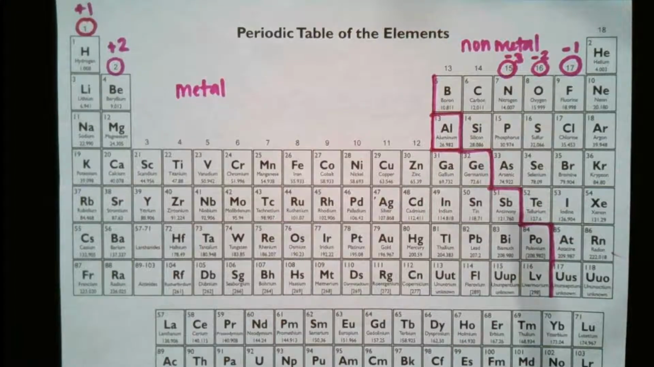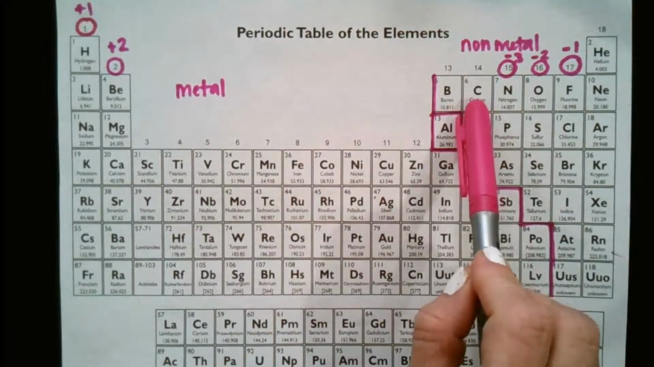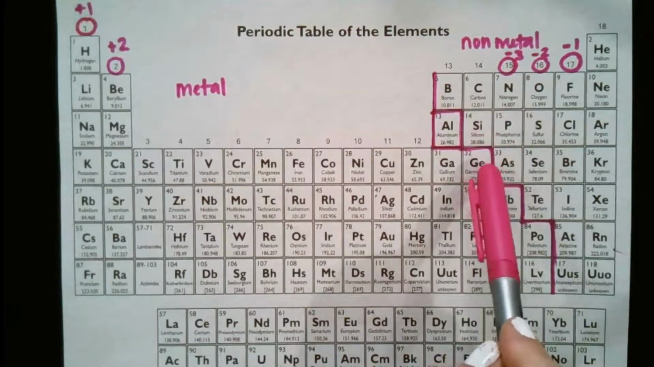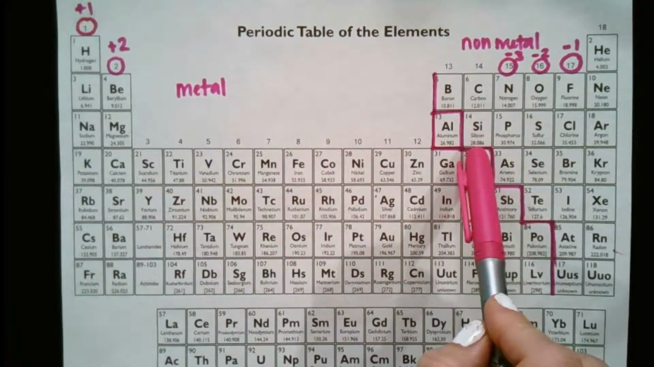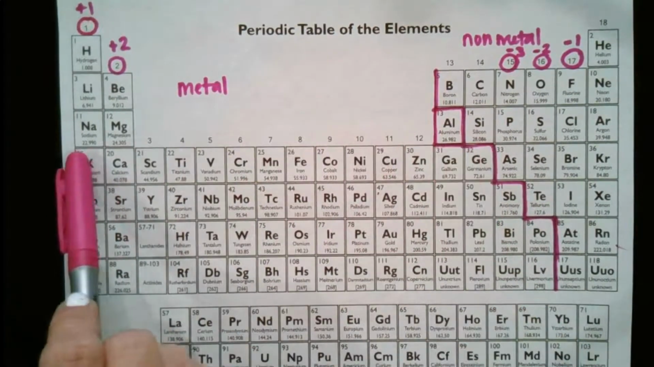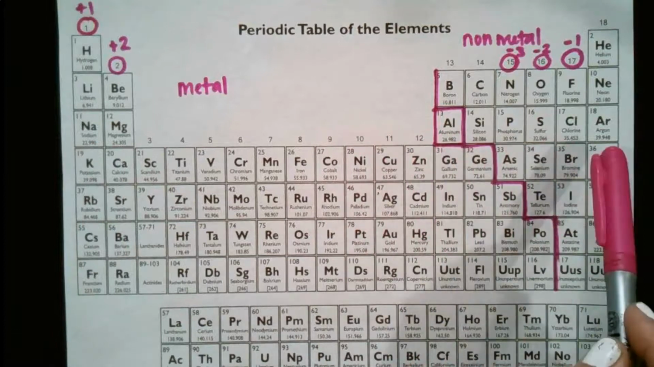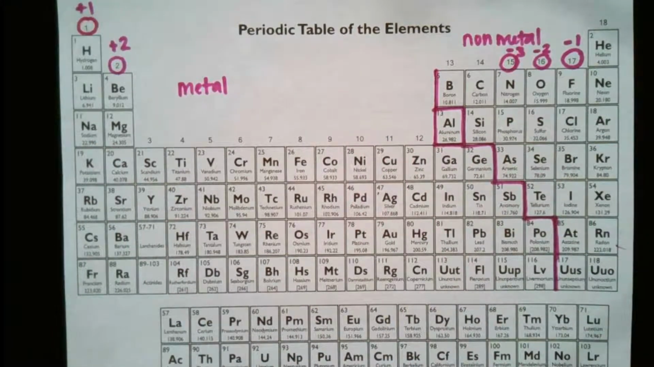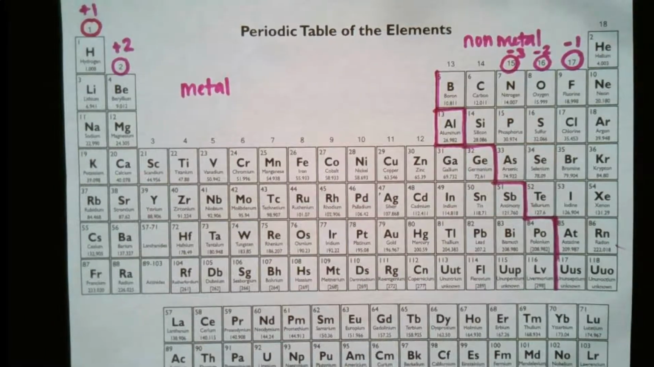So, little trick question, what's the charge on carbon? What's the charge on silicon? Remember, these are not going to have a charge. They don't want to lose 4 or gain 4 to try to become like a noble gas, and so they are only going to participate in covalent bonds. Carbon and silicon do not form ionic compounds.